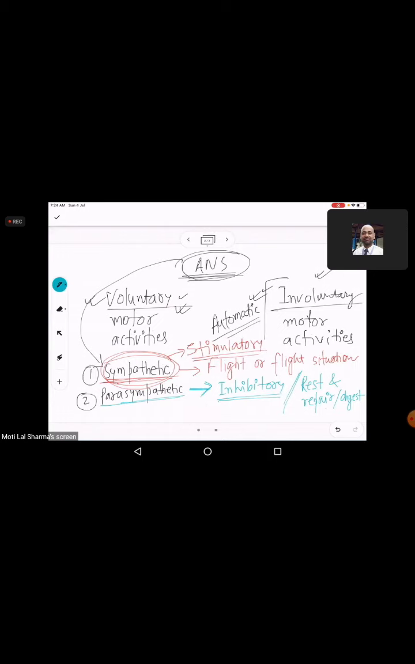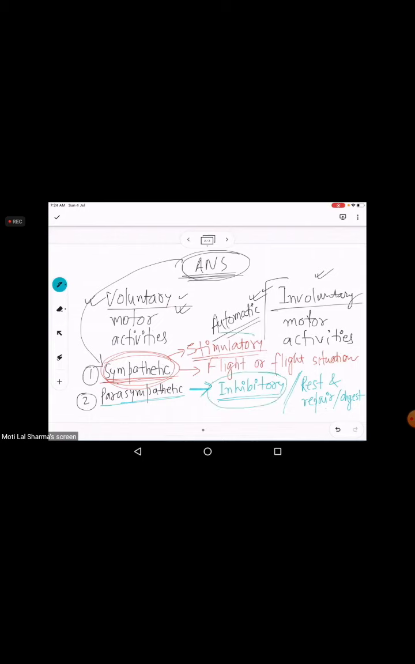When we are running, walking, cycling, playing football, basketball, at that time our sympathetic nervous system is active. And when we are resting, like watching TV, eating, whenever we are in a still mode, staying in one place only, at that time the parasympathetic nervous system is active. Parasympathetic is inhibitory in action, and sympathetic is stimulatory in action.